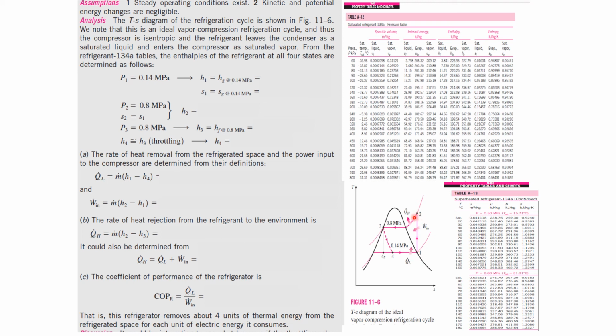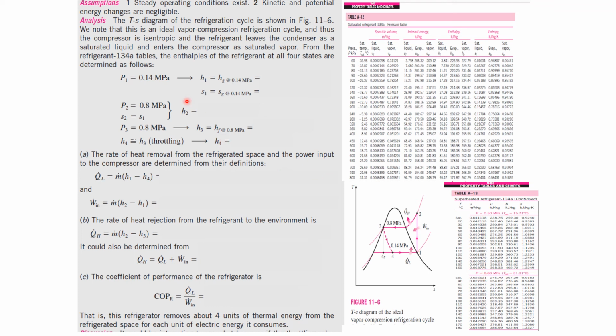Then we move on to point number 2. Now point number 2 is at superheated region. So the moment it goes into superheated region, you can't use this table anymore. Then you will need to go and look for superheated refrigerant R134A table. So this is basically table A13. I've shared this table with you all. So please learn how to use this table. So now we will look at the pressure given to us, 0.8 megapascal. So we go to 0.8 megapascal.